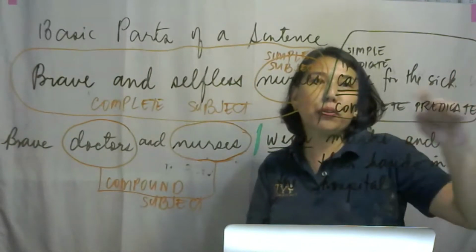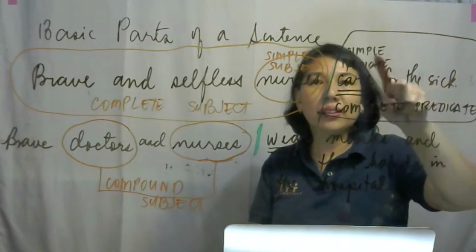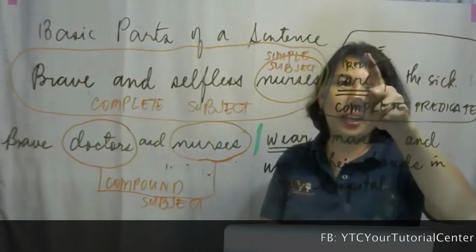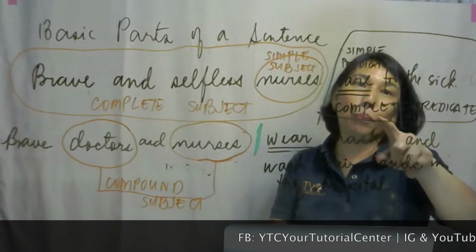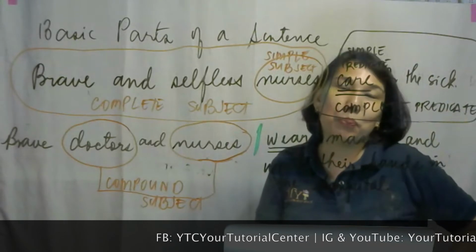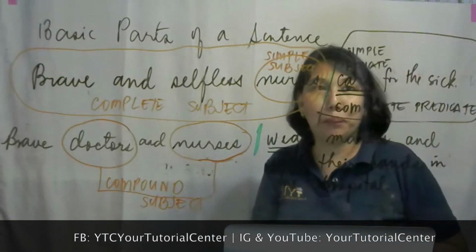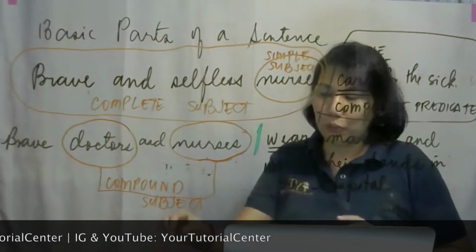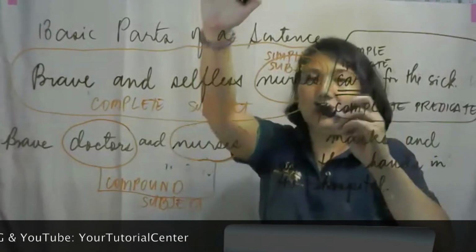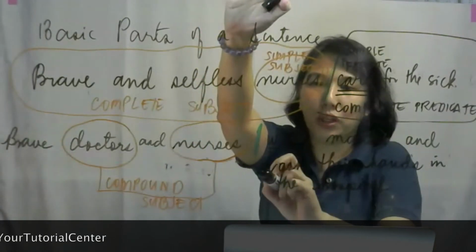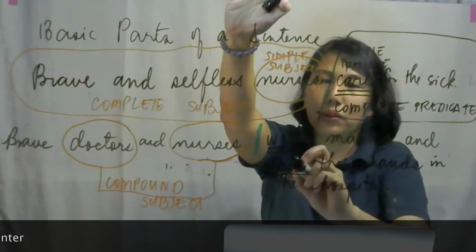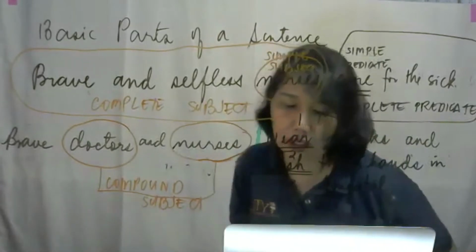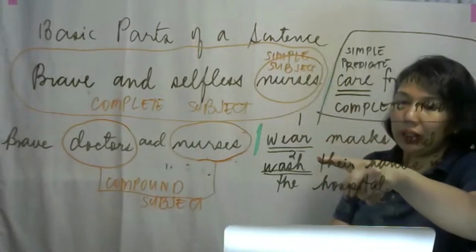Referring to the first sentence once again, this one here has only one verb, so that is also our simple predicate. And in this sentence, it has our complete predicate together with our simple predicate within it, only one verb. Here in the second sentence, we have two verbs. We have the action verb wear, and another one which is wash. So we have two verbs here. One is wear and the other one is wash.